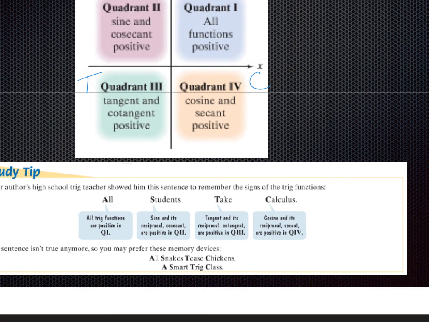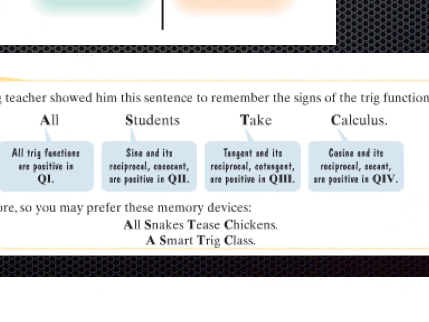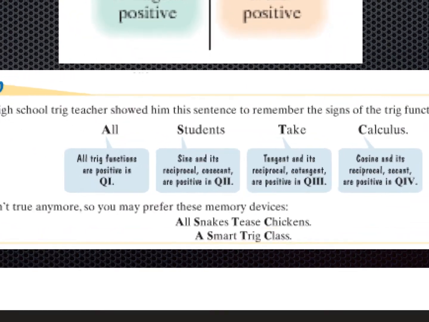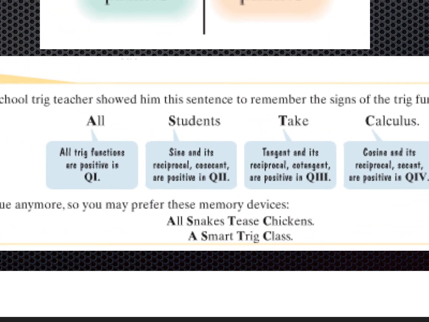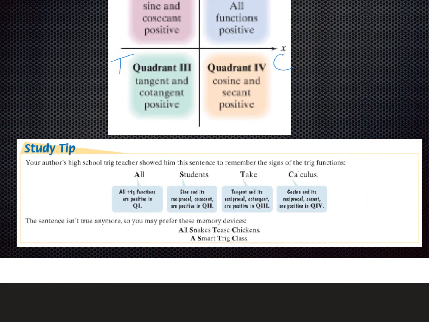So we have some mnemonic devices down here. The book says, instead of please excuse my dear Aunt Sally for PEMDAS, okay, fine, for ASTC, we'll say all students take calculus. There's another mnemonic device that some people use. All snakes tease chickens. Another one, a smart trig class. So we are going to use our mnemonic device of all students take calculus, and we're going to apply it. And I'll show you how you're going to apply that right now.